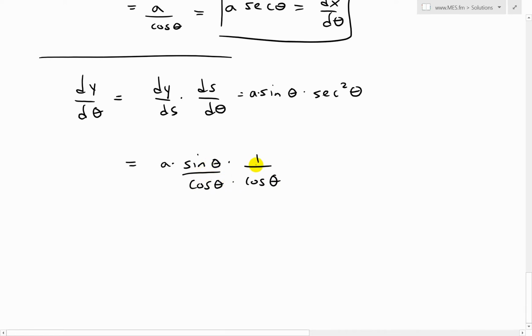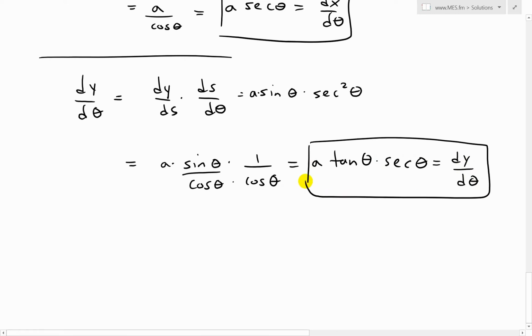So then what we get here is a tan theta. This equals a tan theta, and then this just goes back up to a secant theta, like that. And this is equal to our dy over d theta, like that.